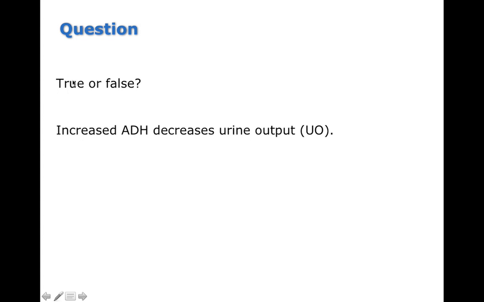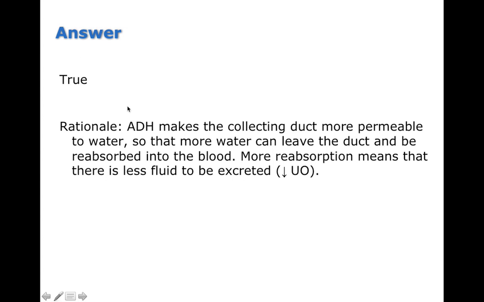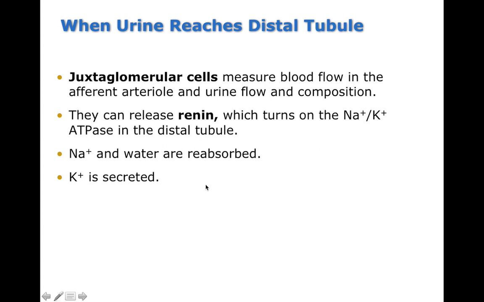So this question here says, true or false? An increase in ADH decreases urine output. And that's absolutely true. We said that ADH is antidiuretic hormone, makes the collecting duct more permeable to water, so that water can leave the duct and get reabsorbed back into blood. And if you reabsorb that water, it won't end up in urine, so you're going to have less urine being produced.